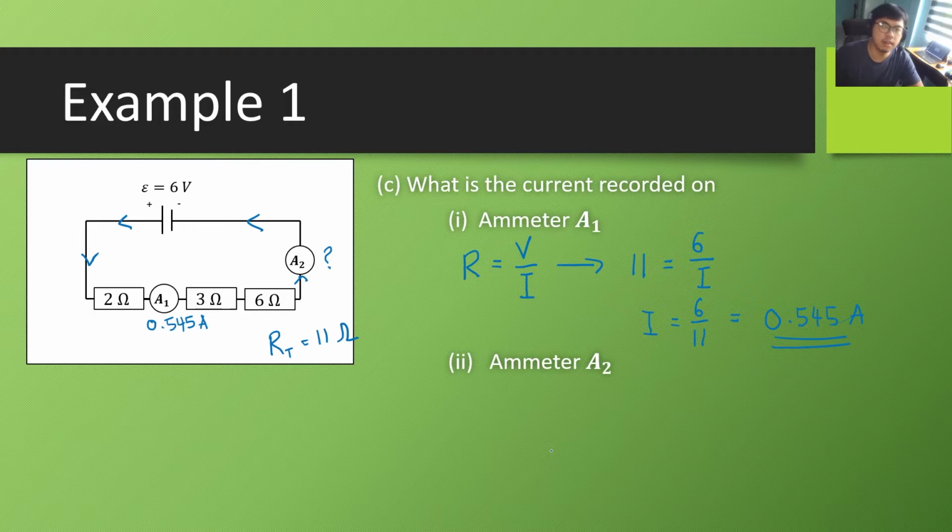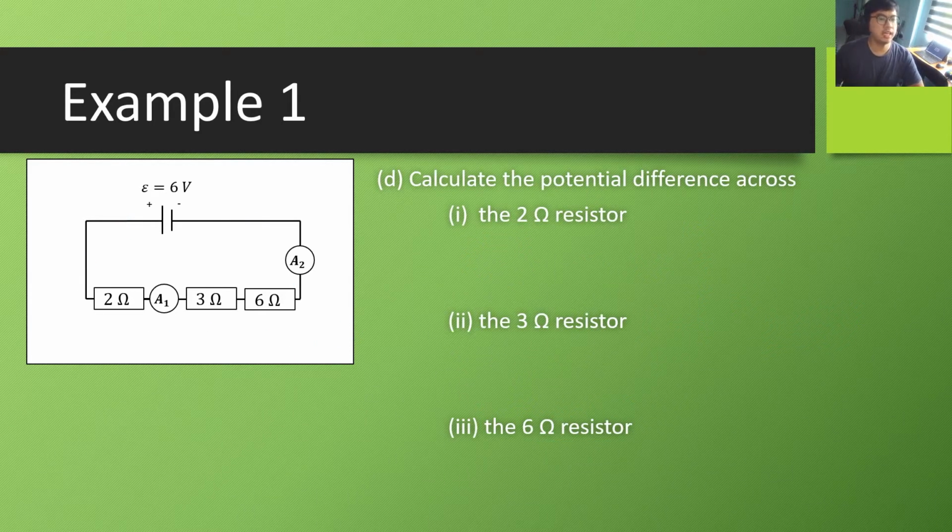What's the current here? Remember, the first rule of the series circuit is that the current is the same at every point. So for ammeter A2, even without calculating, we know that the current is basically just the same. D. Calculate the potential difference across the 2 ohm resistors. Let's write down all the values that we know currently because that will help us in our calculation. Okay, and we want to find the potential difference across the 2 ohm resistor.